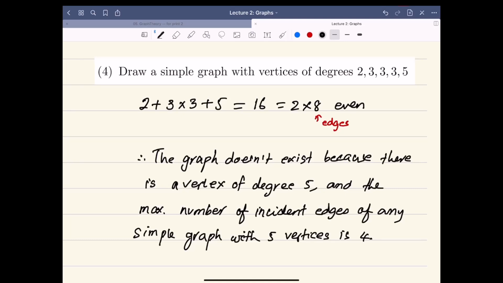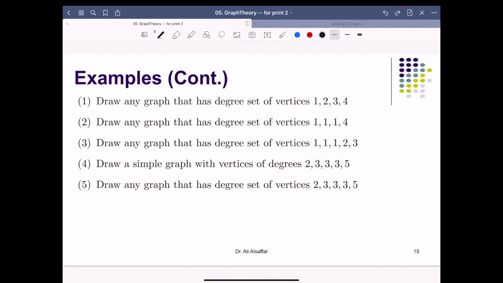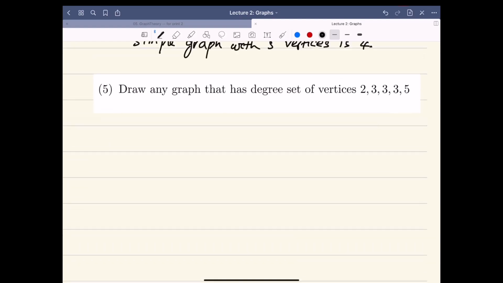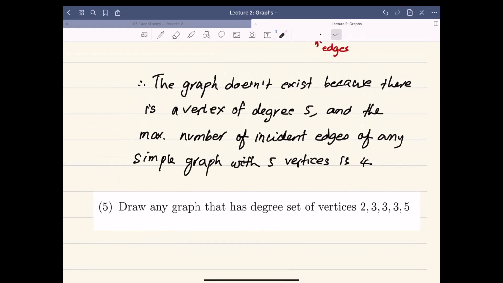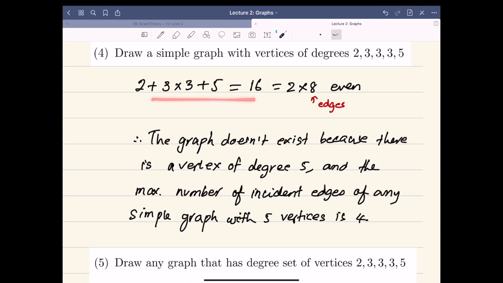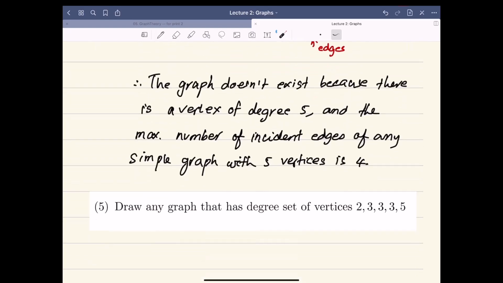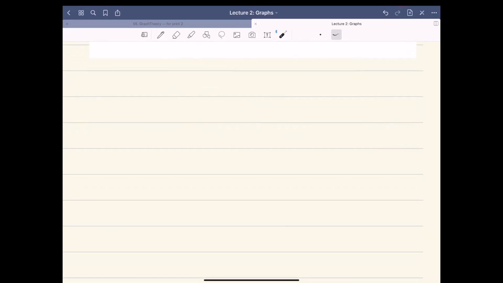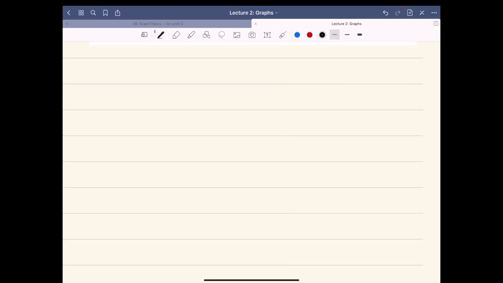What about if the graph is not simple? Okay, and this will be for number 5. So for any graph with the same set of degrees, we found the summation, and it was even. So we can draw it now. Since in the previous example we found the summation and it was even, and since the graph is any graph, then the graph exists, and the number of edges will be equal to 8.